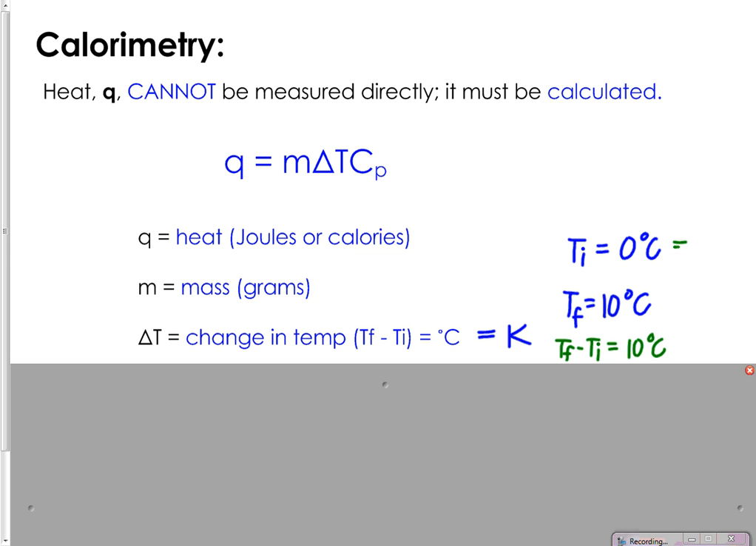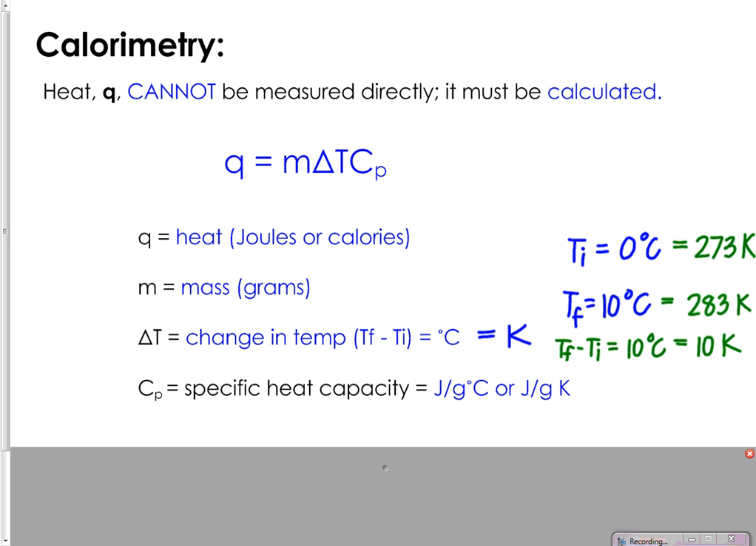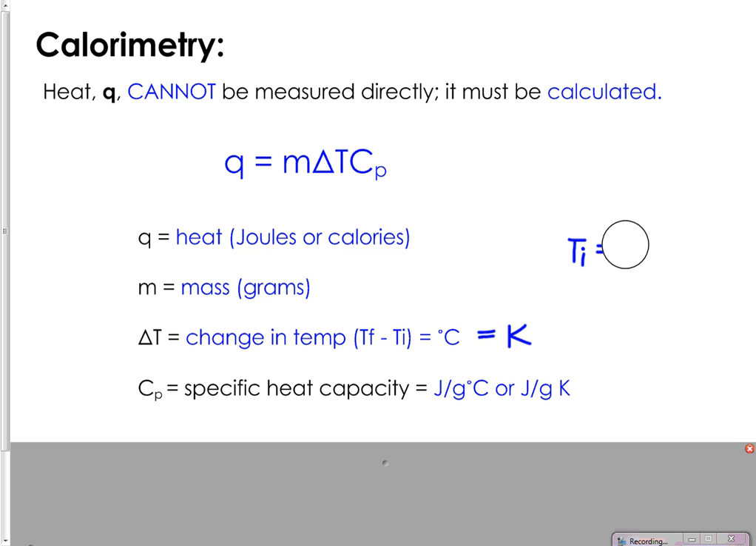Now, if I were to do that on the Kelvin scale, 0 degrees Celsius is 273 Kelvin, and 10 degrees Celsius is 283 Kelvin. And so the change in the temperature is still the same amount of change. It's still 10 Kelvin degrees. So the change in temperature could be in degrees Celsius or in Kelvin. And then that last quantity there is the new one for you. Cp stands for specific heat capacity. That has a complicated label of either joules per gram degree Celsius or joules per gram Kelvin. And hopefully you understand that changing a degree Kelvin is the same as changing a degree Celsius.